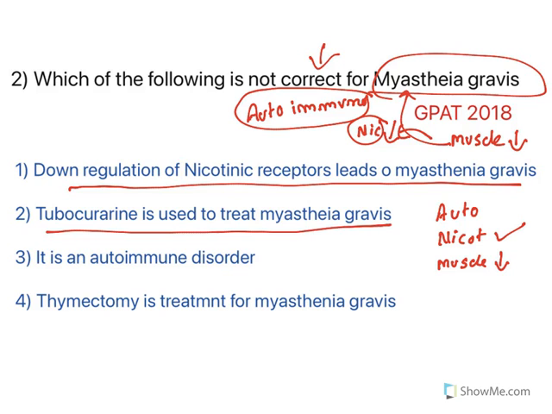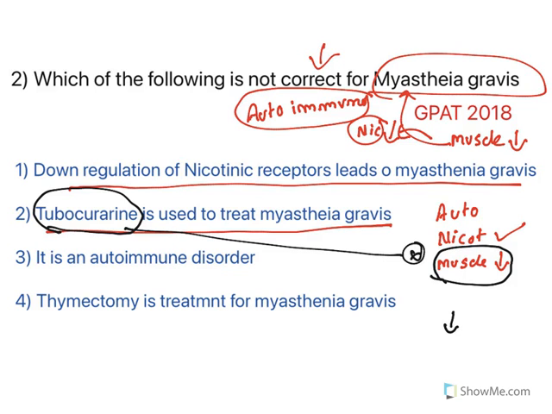Tuberculin is used to treat myasthenia gravis. No. What is the action of tuberculin? It is a skeletal muscle relaxant. It reduces muscle contractions. The disease is causing decreased muscle contraction. Again, if you give such a drug, what happens? Severity of the disease increases. So this is not correct.